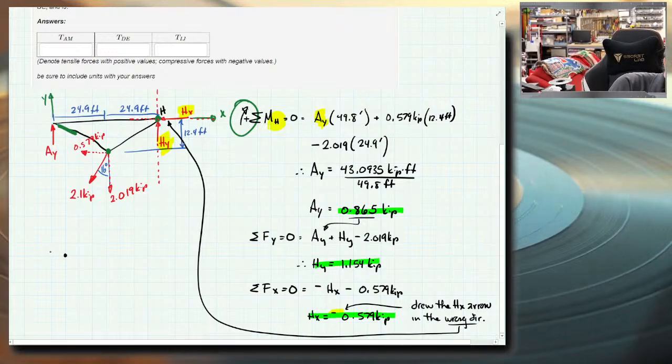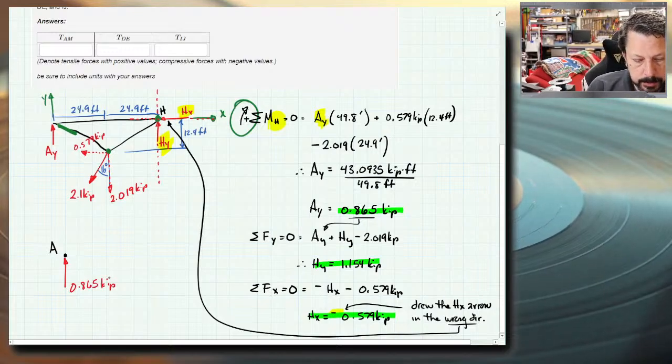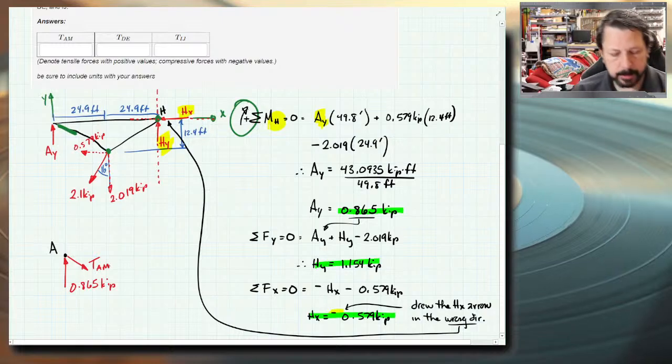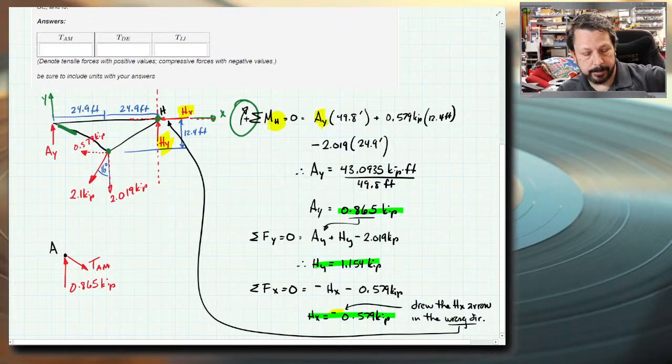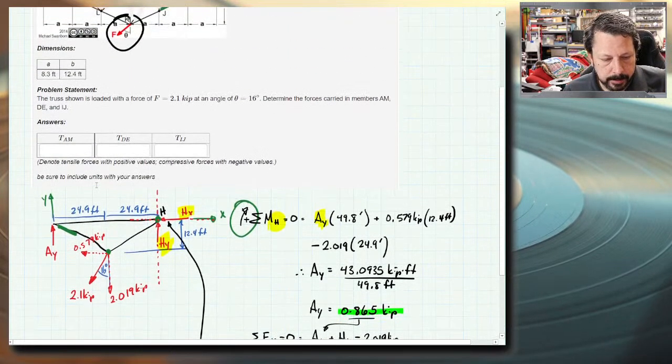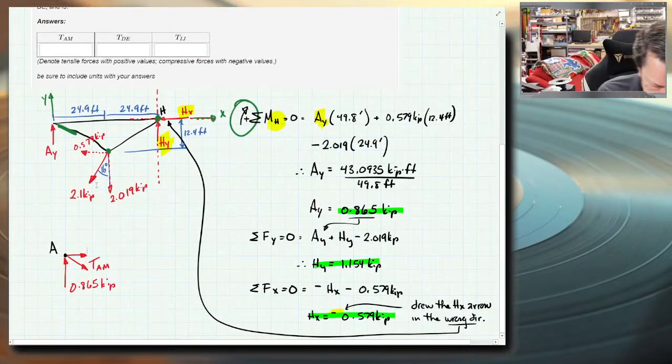So we'll draw a dot for A. We'll put AY on here, and we solved it to be 0.865 kip. We will draw AM. I'll draw it in tension, meaning that arrow goes away from my free body. And then I'll also draw this other one in tension, just because I don't know, and it's labeled AB.